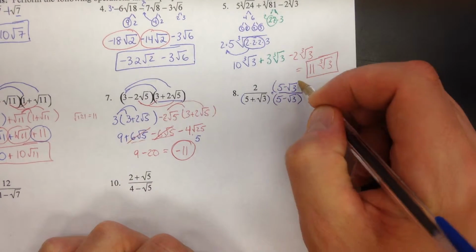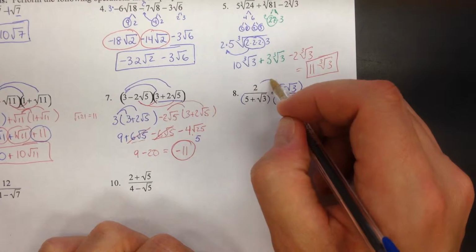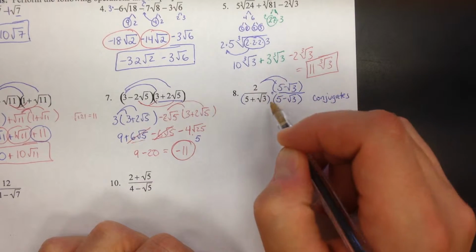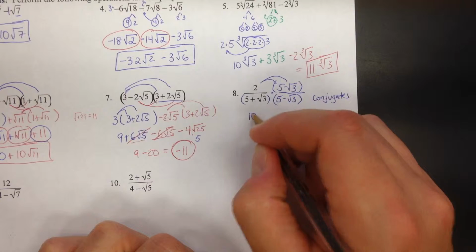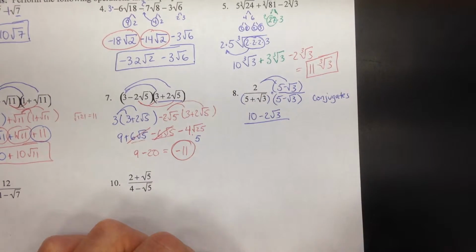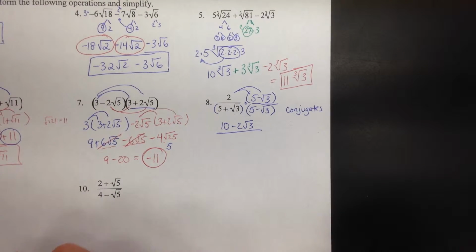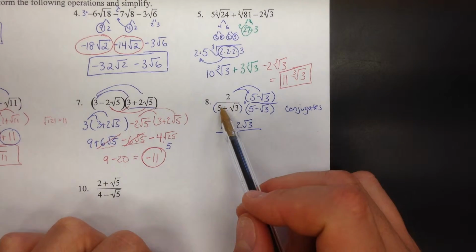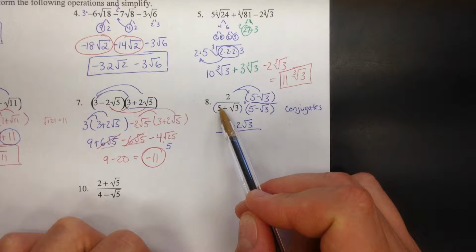Now here's what happens. The top, we're going to distribute with the 2. So that's going to become 10 minus 2 square root 3. That's your numerator. Okay, now the denominator, you're going to have to double distribute.